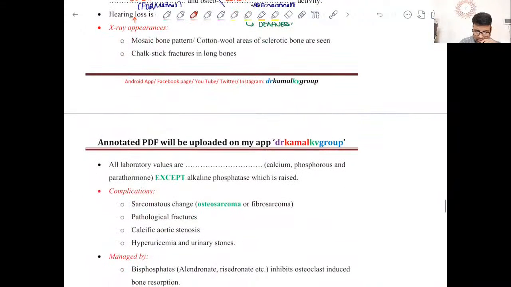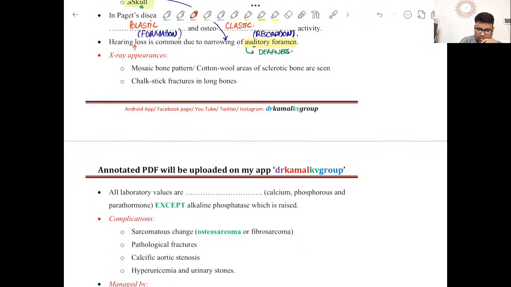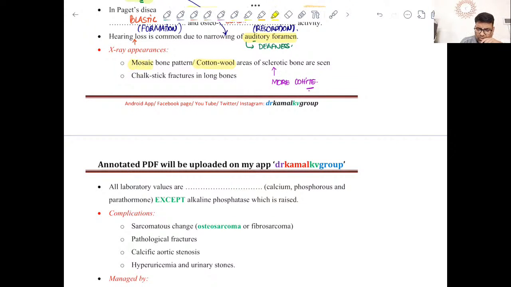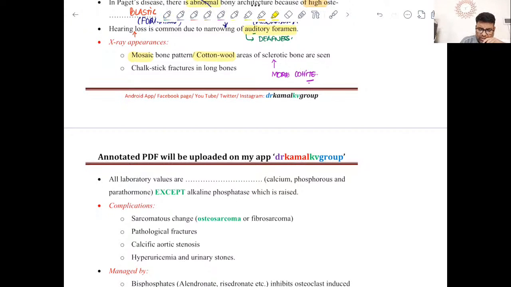Now what we will see on X-ray, we can see cotton wool spots. Okay, and this is again sclerotic bone. Now when we use the word sclerotic, it will be more white, and more white means there is excess of calcium, which is again more indicative of more osteoblastic activity. So mosaic pattern or cotton wool spots. Then we can see chalk stick fractures in long bones.